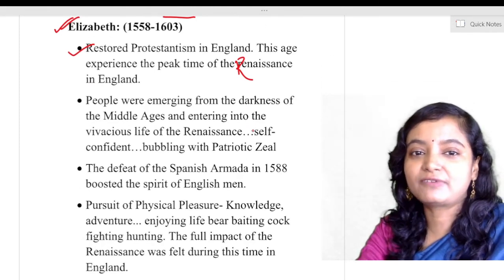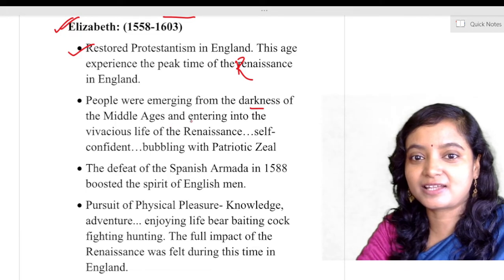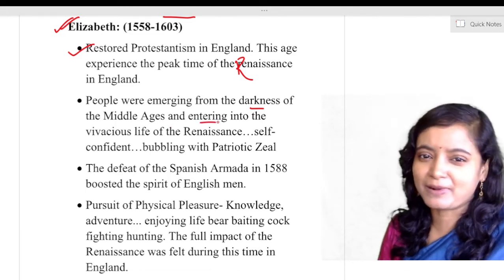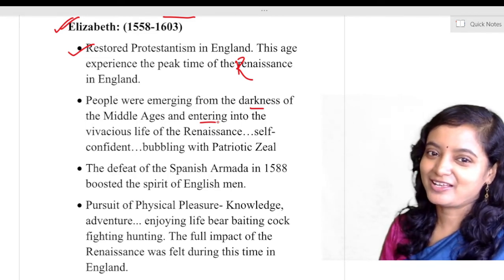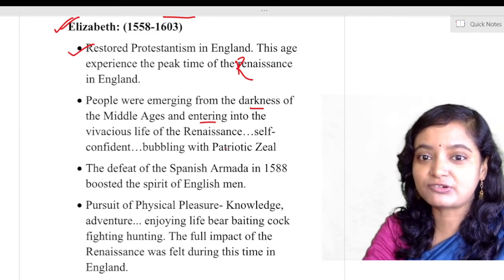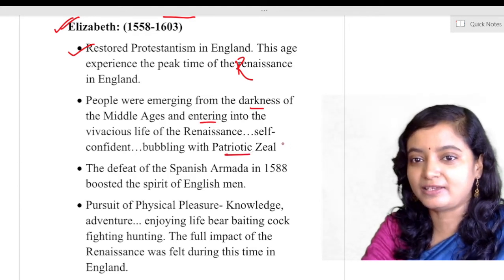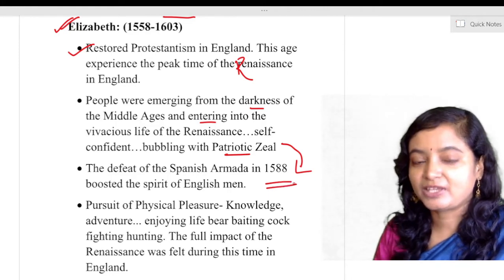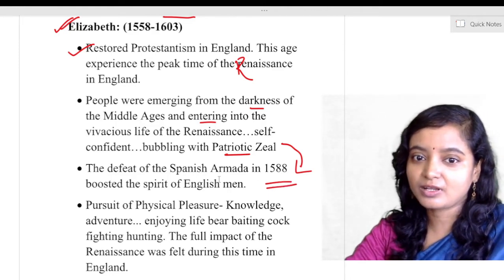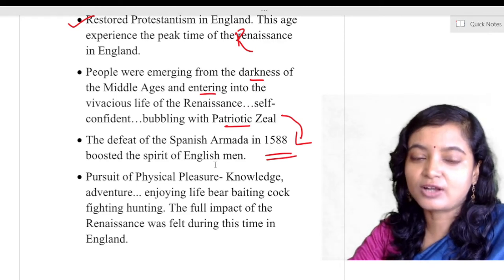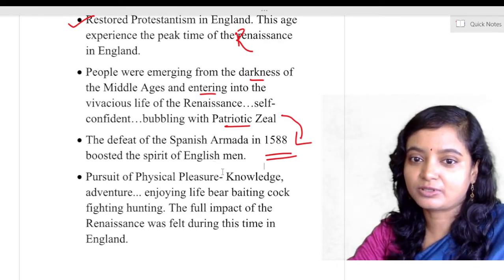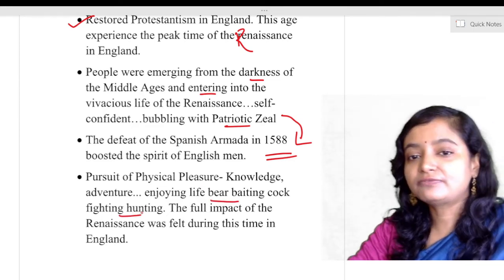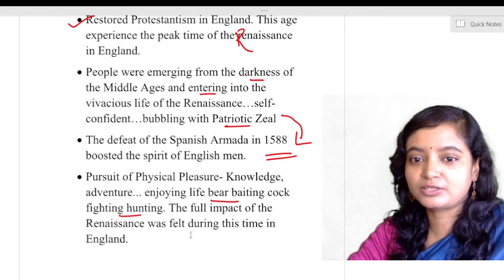People were emerging from the darkness of the Middle Ages and entering into the vivacious life of the Renaissance, self-confident, bubbling with patriotic zeal. And this patriotic zeal was much influenced by the defeat of the Spanish Armada in 1588. It boosted the spirit of Englishmen. Pursuit of physical pleasure, knowledge, adventure, enjoying life, bear baiting, cockfighting, hunting. The full impact of the Renaissance was felt during this time in England.